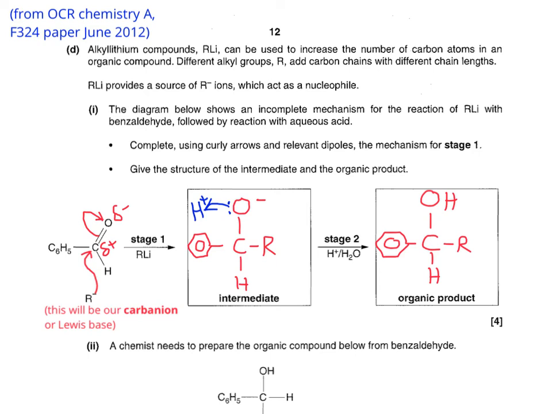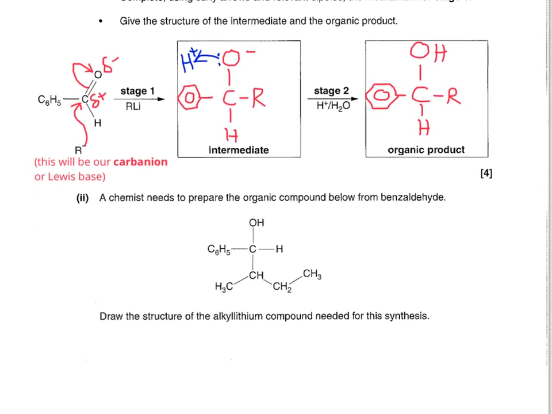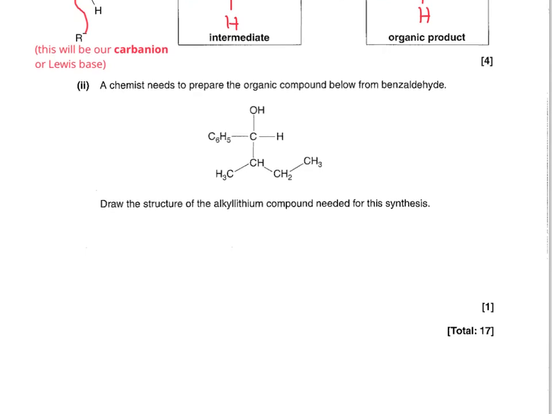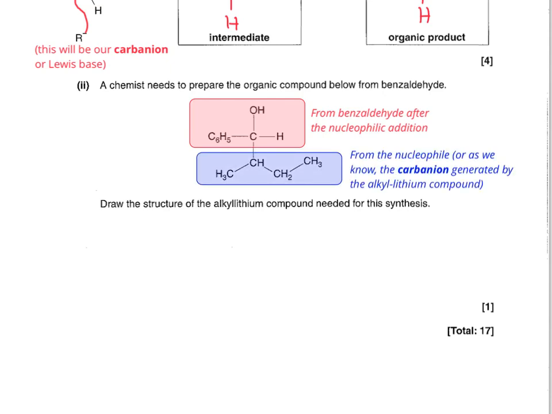Okay, so let's move the page down a little bit to try and do the final part of the question. So it says that the chemist needs to prepare the organic compound below from benzaldehyde. And it says draw the structure of the alkyl lithium compound needed for this synthesis. So to do this we need to think carefully about which part of the molecule came from where. So the C6H5COH and then the H on that, the part in red, came from the benzaldehyde originally. And obviously in the mechanism we've just drawn it's a nucleophilic addition. So the nucleophile must have been the rest of it. So taking this into account, we can now draw the structure of the original alkyl lithium compound.